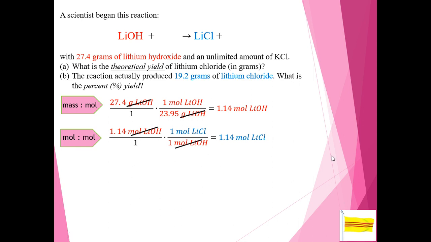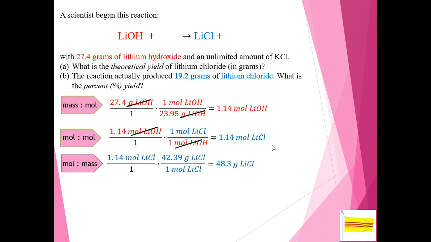And then you're left with just the same value, 1.14 moles of lithium chloride, which makes sense because it's a 1 to 1. So if you have 1.14 moles of lithium hydroxide, it should produce the same amount of lithium chloride. Okay. But now that you know moles of lithium chloride, you can go from moles of lithium chloride to mass of lithium chloride. So now you just have to do this third step for this particular example. So we're just going to convert 1.14 moles of lithium chloride to mass of lithium chloride, going through molar mass.